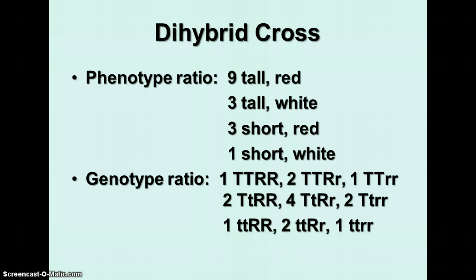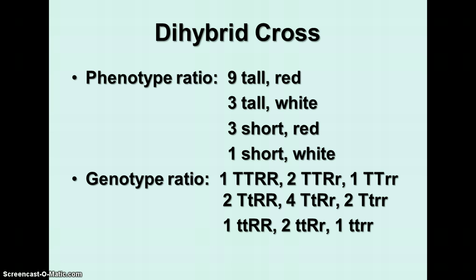short red, and 1 short white, 9, 3, 3, 1. When you do a true dihybrid cross, like the one we just looked at, your phenotype ratio should be 9, 3, 3, 1. 9 showing both dominant traits, 3 the first dominant, the second recessive, 3 the first recessive, the second dominant, and 1 both recessive. The genotype ratio is a little bit different, okay?